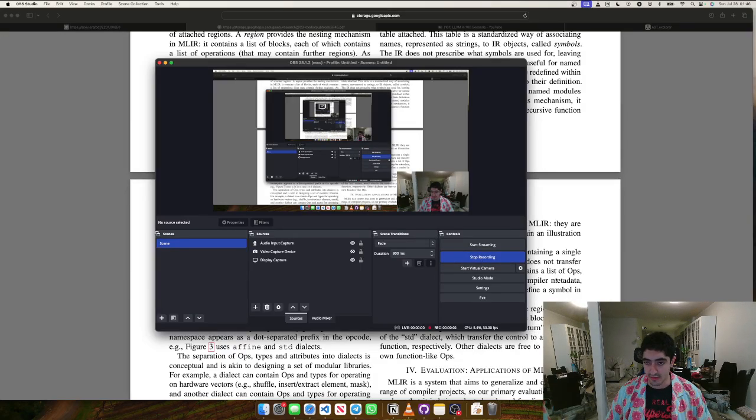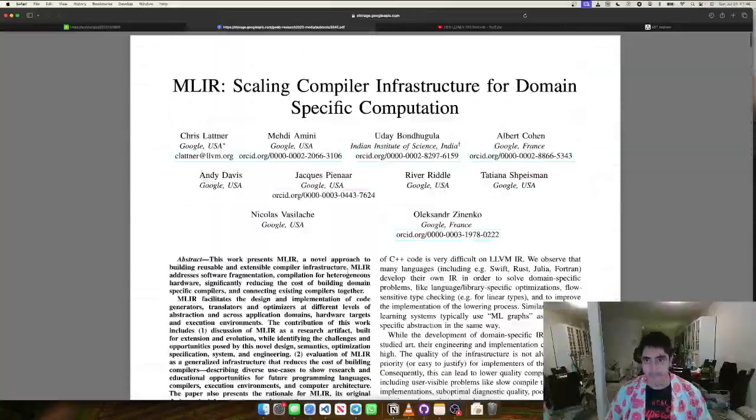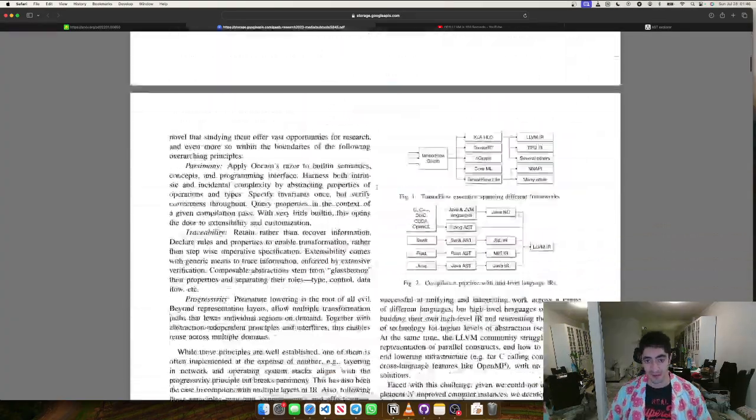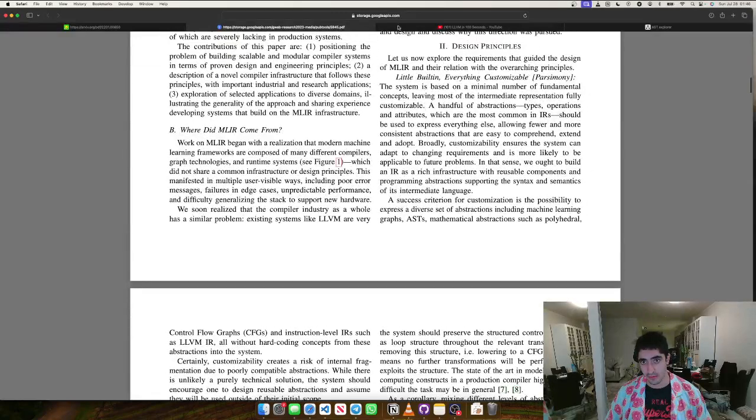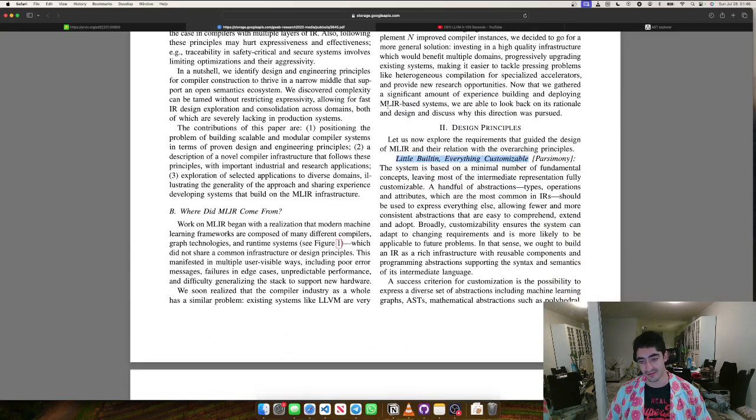Alright, this is the second part of the MLIR paper, Scaling Compiler Infrastructure for Domain-Specific Computation. We read until page 3: little built-in, everything customizable, that's parsimony, then proximity, and also traceability.